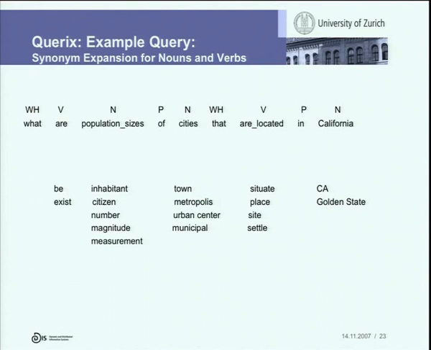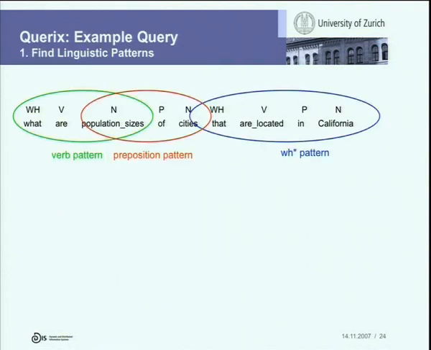So population sizes: inhabitants, citizen, number, magnitude, measurement, etc. Cities: town, metropolis, urban center, municipal, etc. So that's what we do on the one side. What we also do is we try and find certain triple patterns. So patterns are three things that are in relationship to each other that are often found in questions. So we have something like a verb pattern. That's the green one here. What are the population sizes? We have a preposition pattern, population sizes of cities.